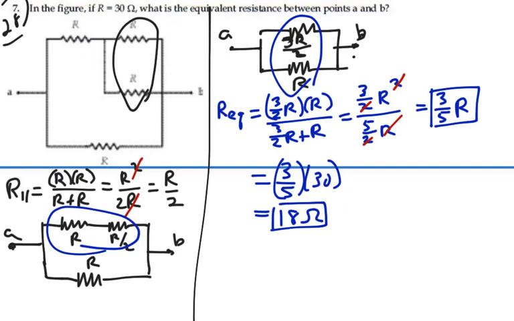So the equivalent resistance of this circuit between A and B is 18 ohms. We could write it as just one equivalent resistance from A to B, and that is 18 ohms. Answer.